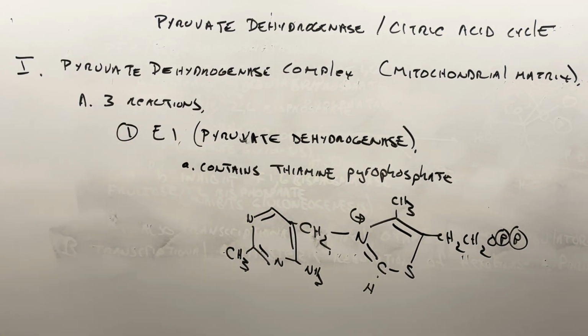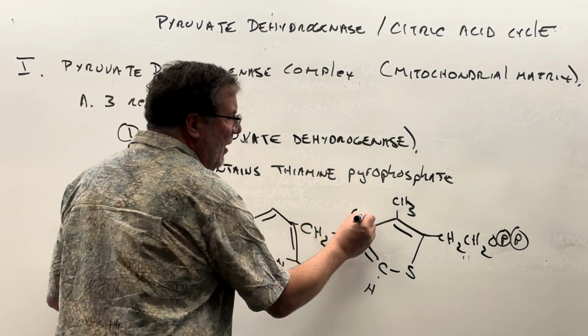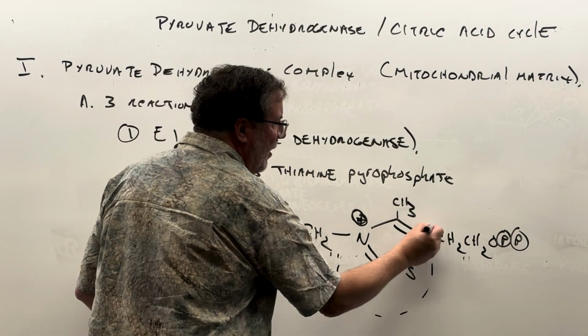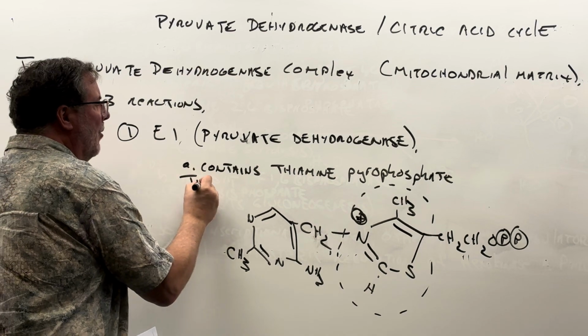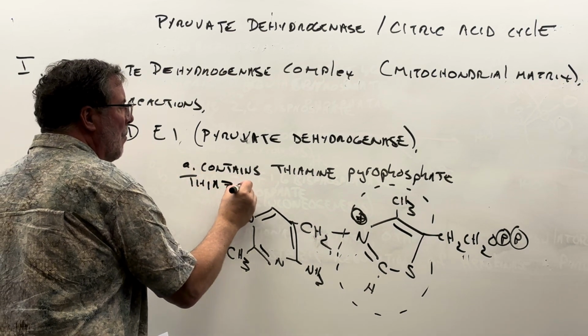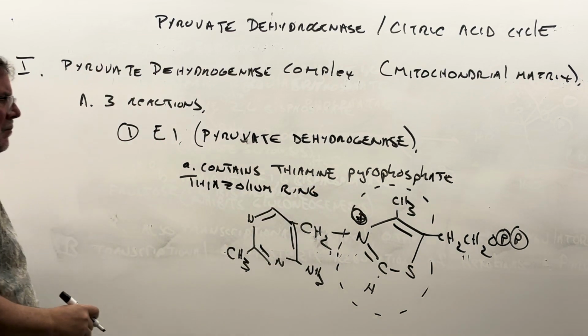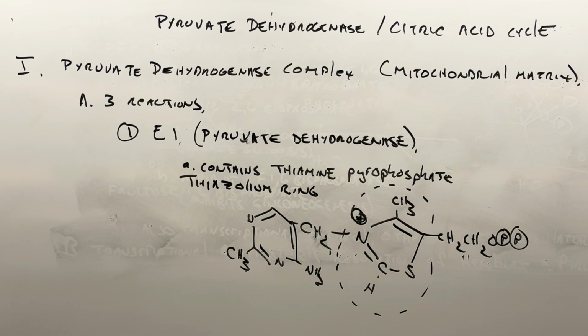All right, so that's the thiamine pyrophosphate molecule. I guess I drew it all for the sake of completeness. But the business end, so this is a plus right here, is this thing here, which is known as a thiazolium ring. That's the circled one, yeah.